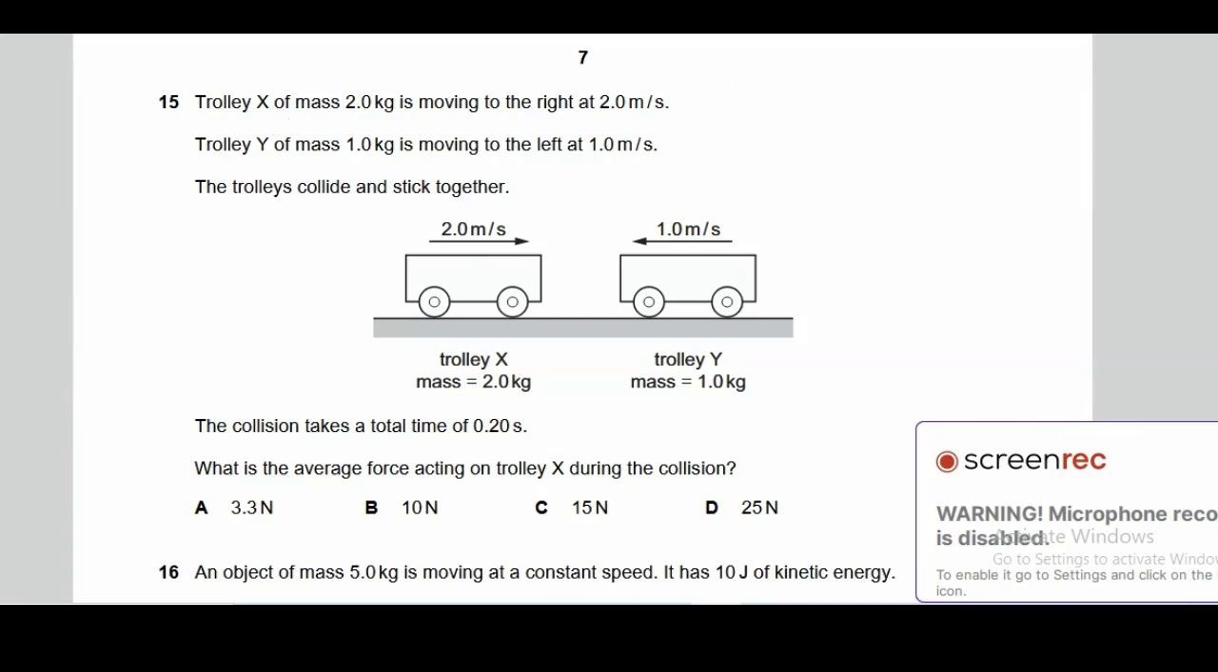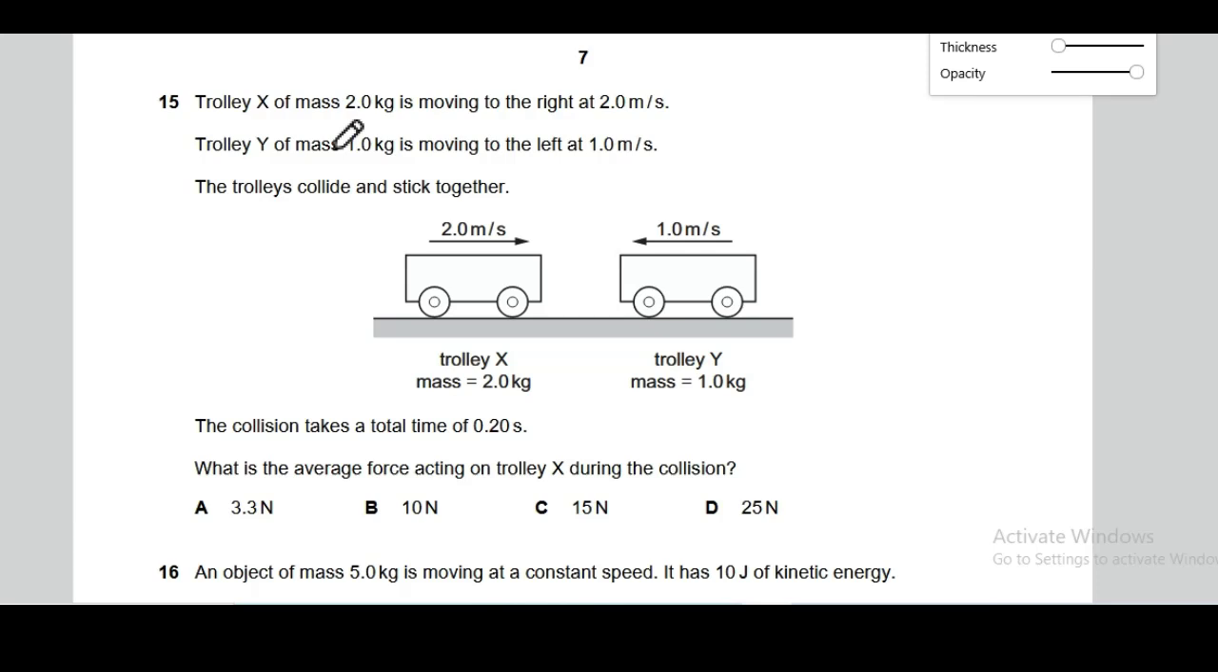Question number 15. Trolley X of mass 2 kg is moving to the right at 2 meter per second and trolley Y of mass 1 kg is moving to the left at 1 meter per second. The trolleys collide and stick together. The collision takes a total time of 0.2 seconds. What is the average force acting on trolley X during the collision? So this is a question from Momentum chapter, and we know that the total sum of momentum before the collision is equal to the total sum of momentum after the collision.